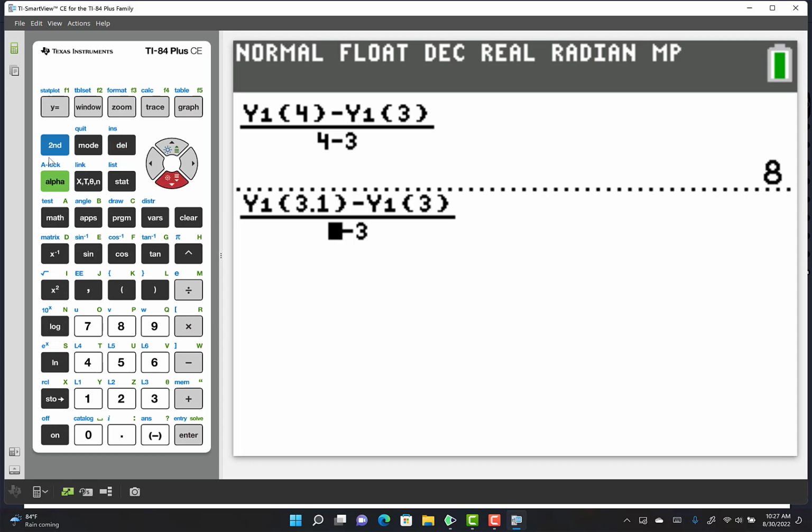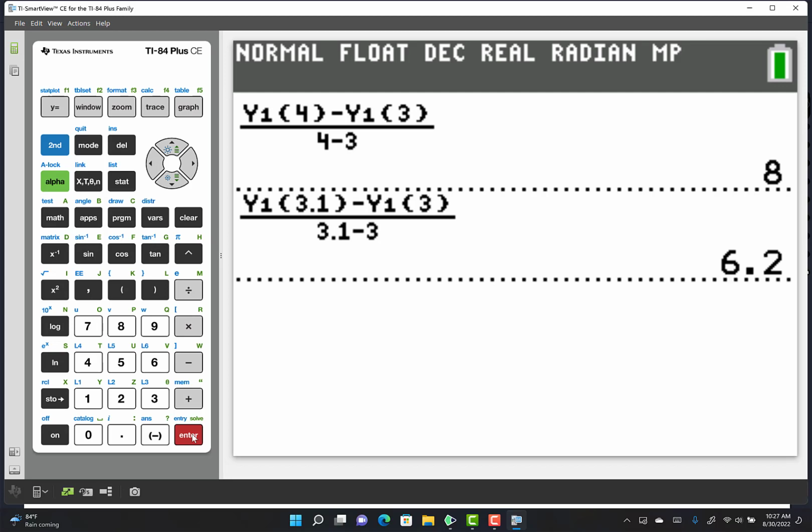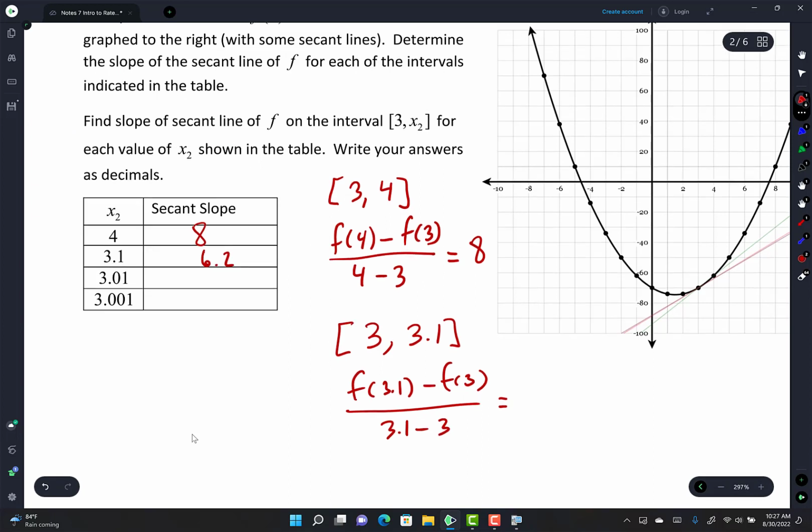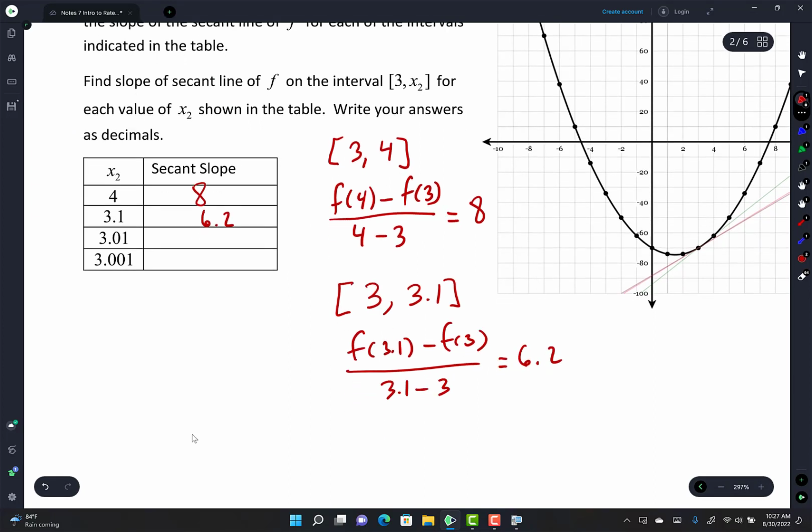I'm going to do it again. Check it out: second, insert, it's in blue, INS, 3.1, and delete. You could also just put 3 divided by 0.1. Push enter. What did you get? 6.2, hopefully. Put it in there: 6.2. Now we're going to get the slope between 3 and 3.01.